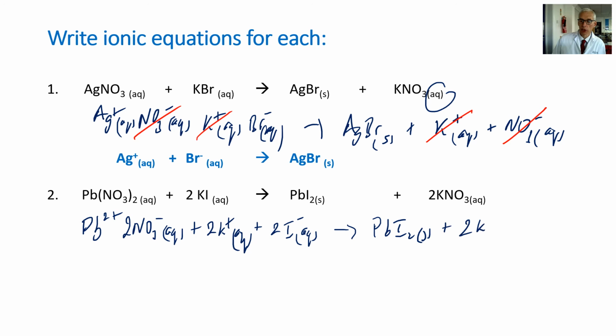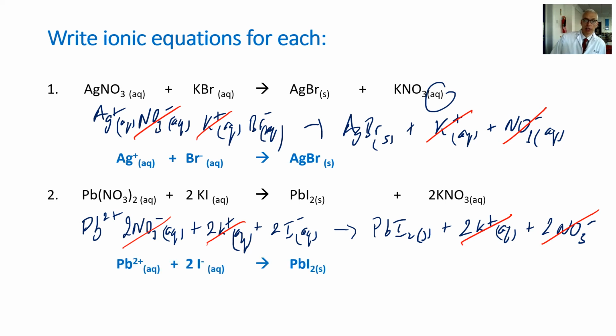I've got 2 aqueous potassium ions and 2 aqueous nitrate ions. Applying the same method, crossing out the spectator ions, I've got 2 nitrates left and right. I've got 2 potassiums left and right. So that leaves me with my ionic equation. Now, as with all previous slides and lessons, find some more problems in your textbook or online and practice so that you are absolutely certain and you have consolidated your learning. Then move on to the next lesson.